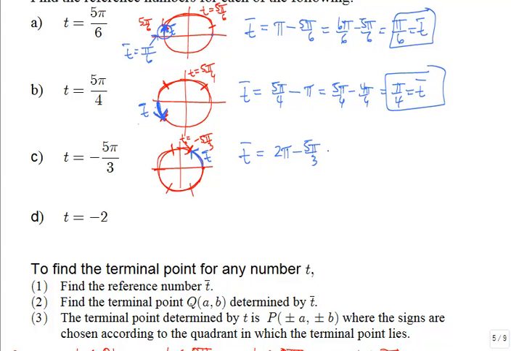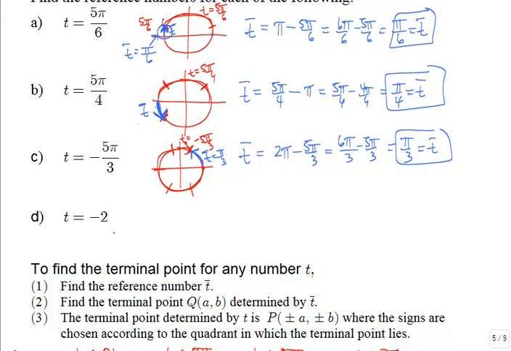and that's this blue arrow. So let's get a common denominator of 3. 2 pi would be 6 pi over 3. So 6 pi over 3 minus 5 pi over 3 is pi over 3. So t-bar, this little distance right here, is pi over 3. So the reference angle for negative 5 pi over 3 would be pi over 3.